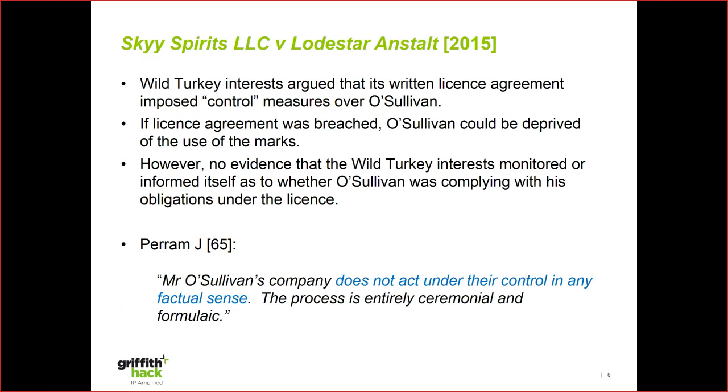So they never requested any wine samples from Mr. O'Sullivan. Basically, the agreement was drawn up and he put it in his drawer and they put it in their drawer, and each party just got on with their business. So they tried to argue that the license agreement should be enough and that they had the ability, if they needed to, to stop Mr. O'Sullivan using the mark if he stepped outside the terms of the license agreement. So in theory, they were saying they had control.